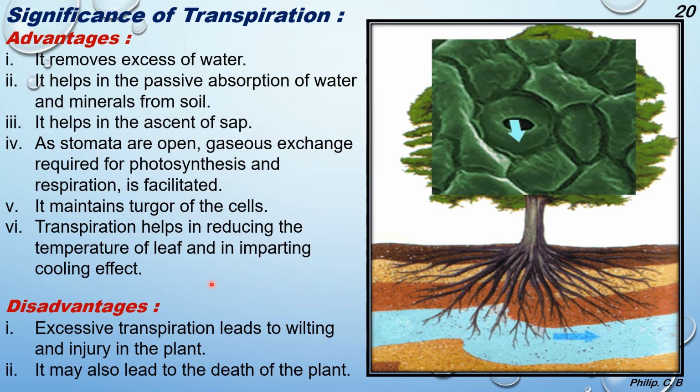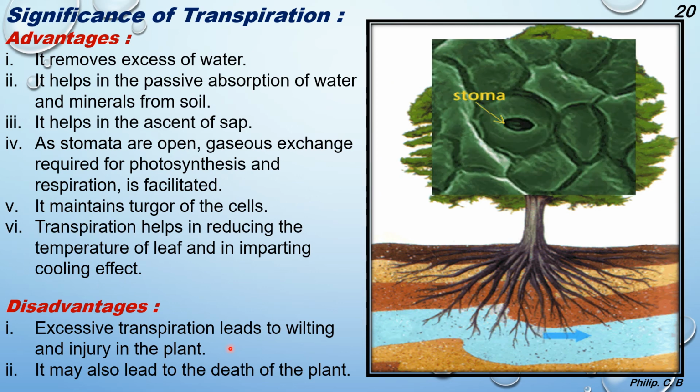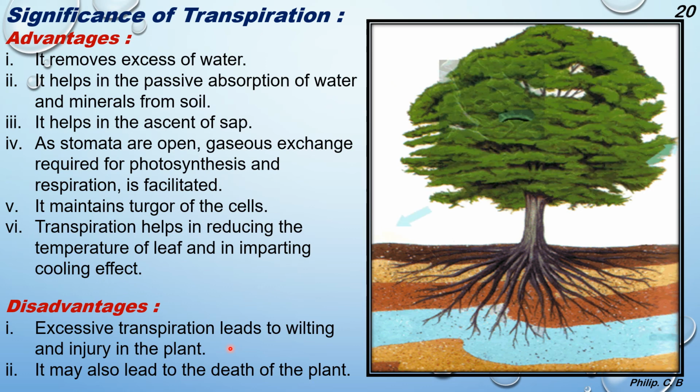Now what is the disadvantage? Excessive transpiration leading to wilting and injury to the plant. As we learned, 95 to 99% of water is transpired. So it is an added pressure on the plant, or you can say excessive transpiration may also lead to the death of the plant.